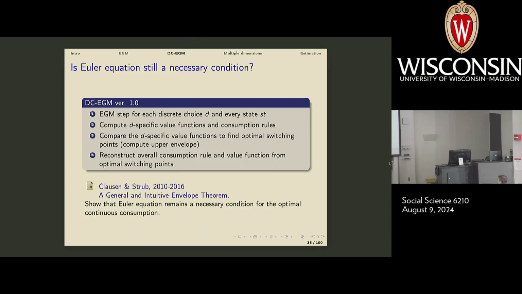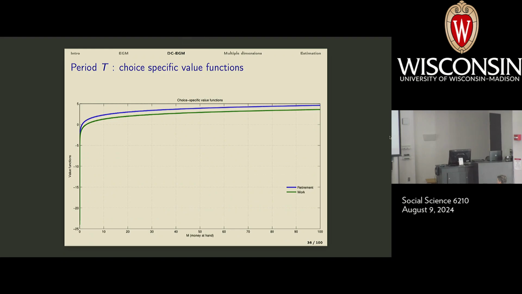One important theoretical foundation is the answer to the question: does the Euler equation still characterize the optimal choices? The answer is provided by this paper by Clausen and Straub. The title is updated, I think. They basically say that in problems of this class, the optimal continuous choice never falls on the kink, even though there are kinks in value functions. That means the first order conditions still apply. All right, so let's proceed.